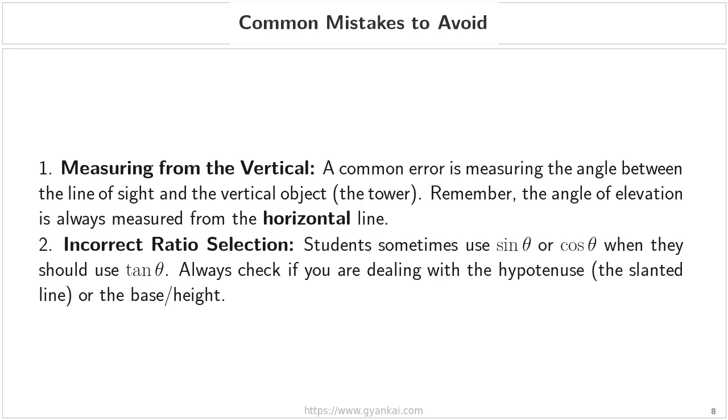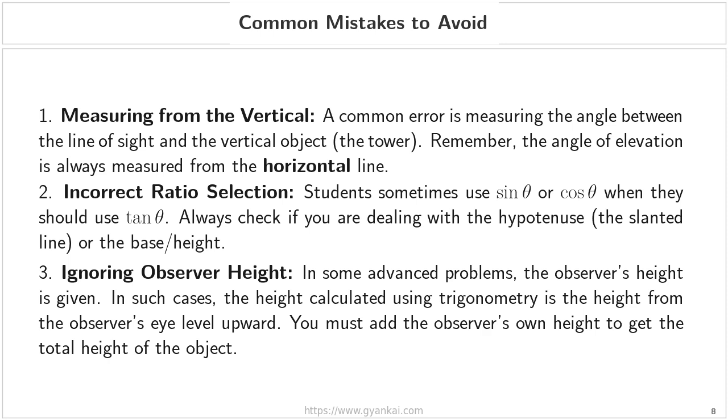Second, watch out for incorrect ratio selection. In our calculation for the Minar, we used the tangent ratio because we were working with the height and the distance on the ground. However, students often mistakenly use sine or cosine. To avoid this, always look at your triangle and identify which sides you have. Ask yourself, am I dealing with the hypotenuse, which is that slanted line, or am I dealing with the base and the height? This will tell you whether you need tangent, sine, or cosine.